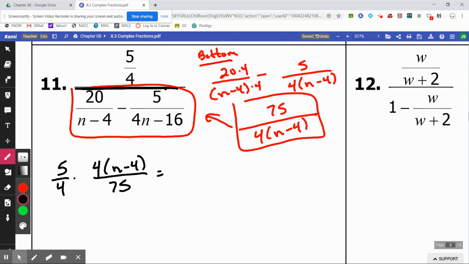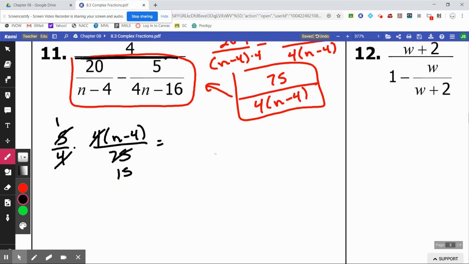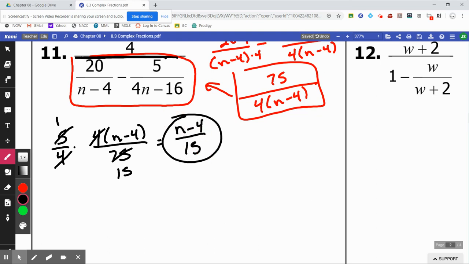Top divided by bottom is top times the reciprocal of the bottom. 5 cancels a 75, leaves you with a 1 and a 15. 4 cancels a 4 completely. Leaves you with just the n minus 4 on top and a 15 on bottom. Final answer.